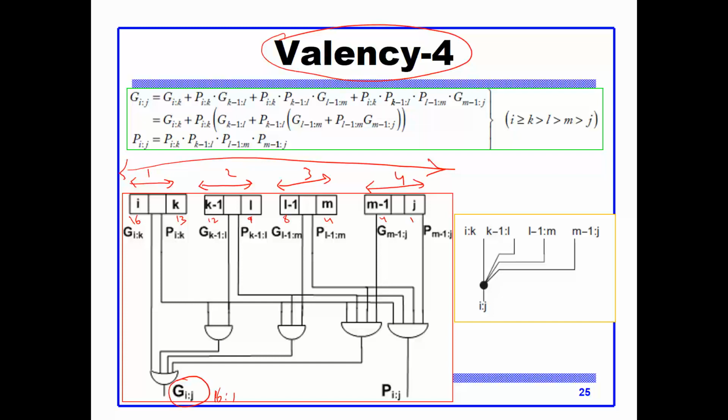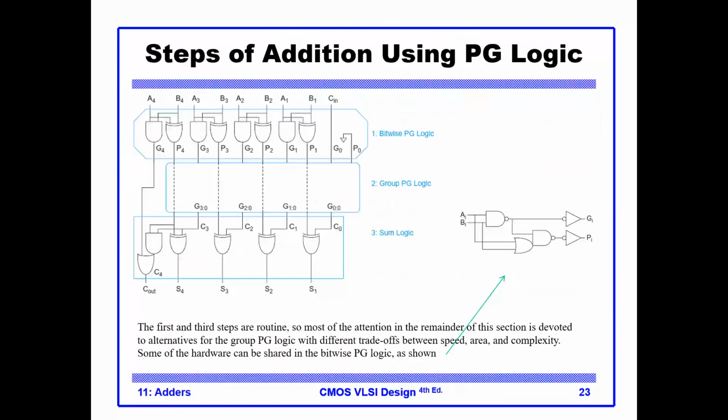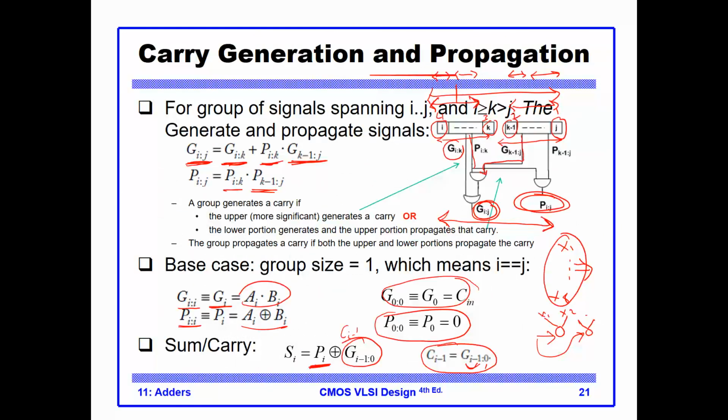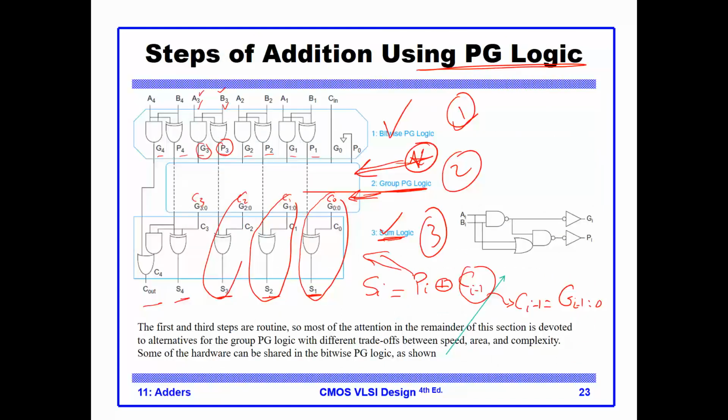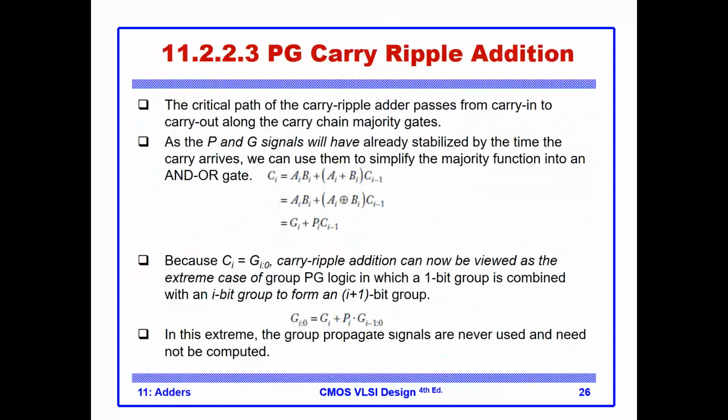Now which is better, valency of 2 or valency of 4? Here this is, sorry, valency of 2. I've broken it into 2 ranges. This is valency of 2. Which is better, valency of 2 or valency of 4? In these cases, you really have to simulate and find out the better solution. Now we can use the PG logic to do a simple carry ripple addition.